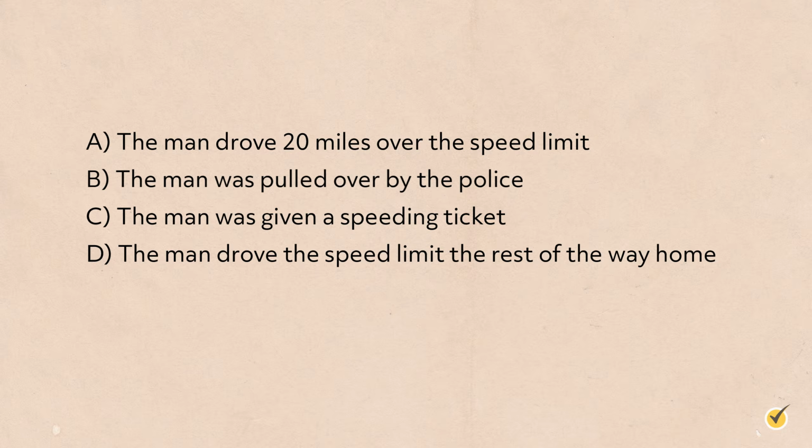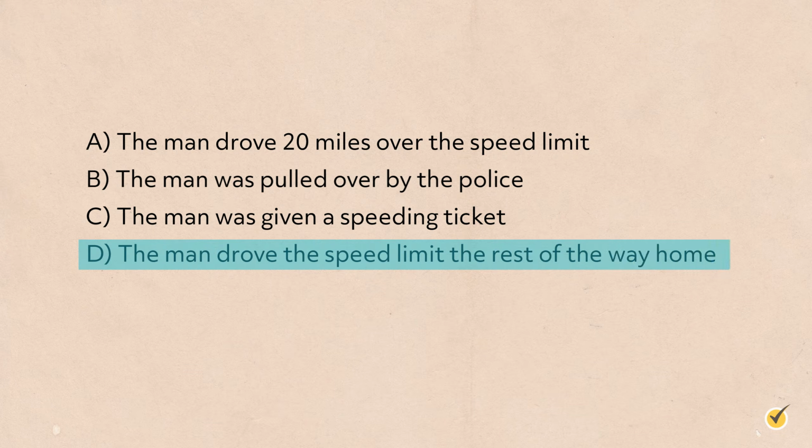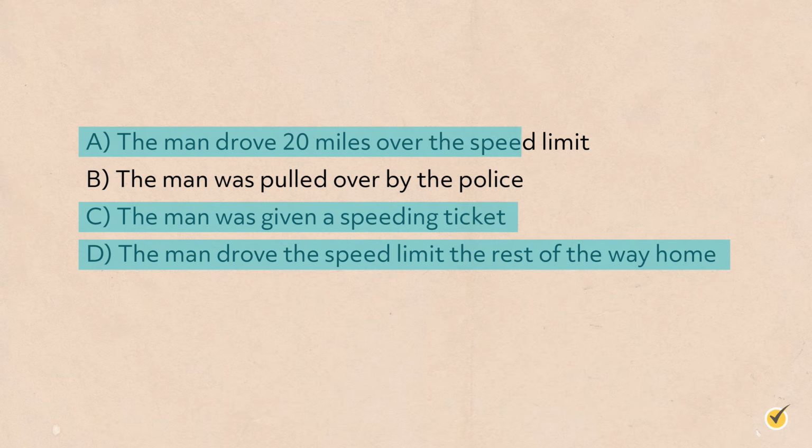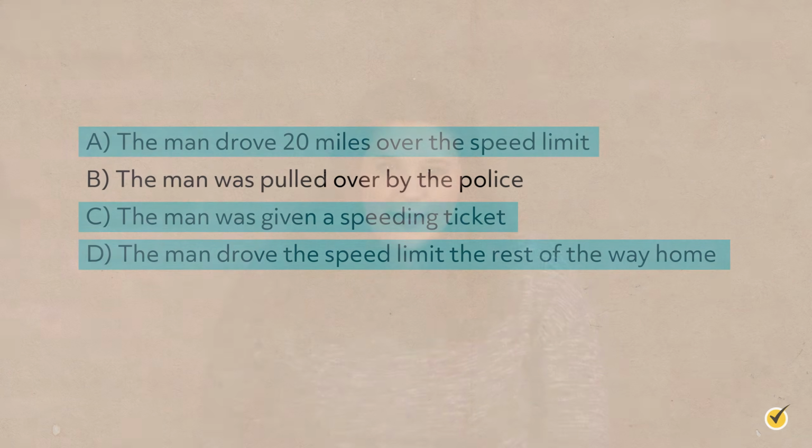This is a simple little story and not all that exciting, but keeping the sequence of events in line is important. If we jumbled up the order, the meaning of the story would become completely different. Imagine, for example, that this story began with the man driving the speed limit, and then he was given a speeding ticket, which led him to driving over the speed limit the rest of the way home. It would be a completely different story.